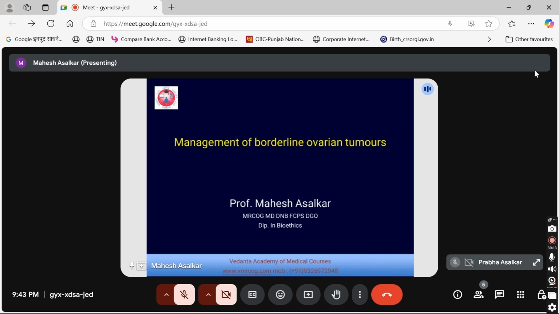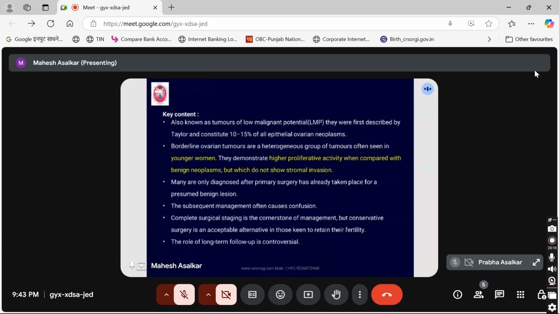The topic of today's discussion is management of borderline ovarian tumors. They are also known as tumors of low malignant potential, or LMP. They were first described by Taylor and constitute around 10 to 15% of all epithelial ovarian neoplasms. So, among all the epithelial ovarian tumors, 10 to 15% are borderline tumors, also called tumors with low malignant potential.